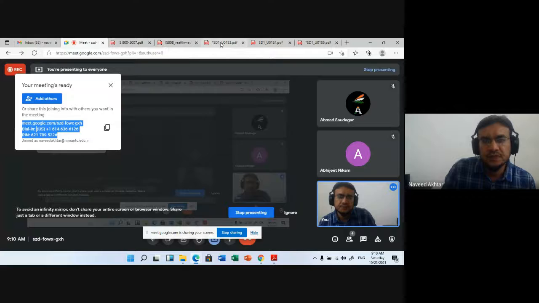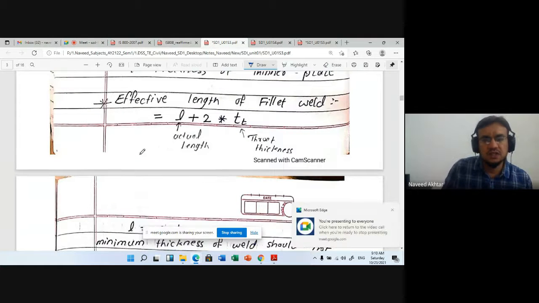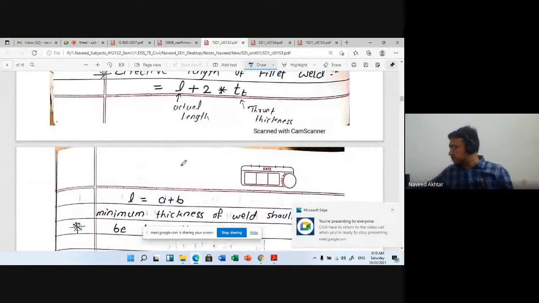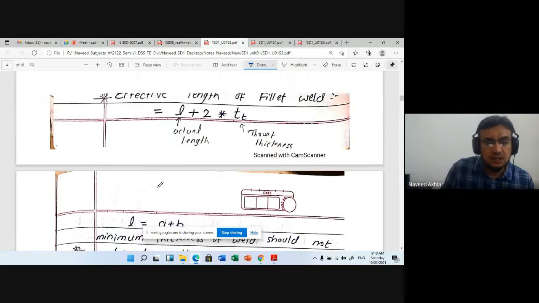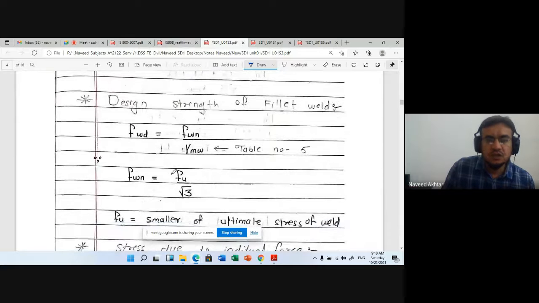Okay, so here again the effective length of fillet weld is nothing but actual length L plus 2 times of TT. L plus 2 times the throat thickness means the effective length. Okay, so design of fillet weld, there are clauses and that is given.